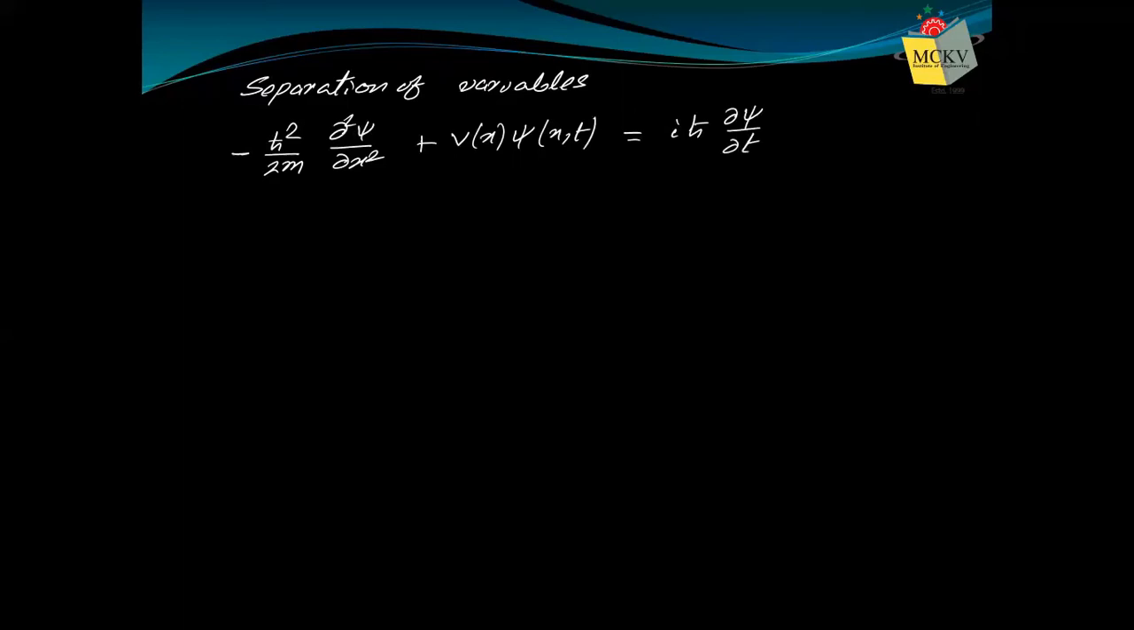What will you do? We want to separate. Simple method. Let psi, which is a function of x and t, be composed of two functions. Actually, it is a product of, say, two functions. One function is u, which is a function of x only, and phi, which is a function of t only. So what we do? We just write psi as product of two different functions. One will be a function of x, another will be a function of t. That's all. Then rest is simple.